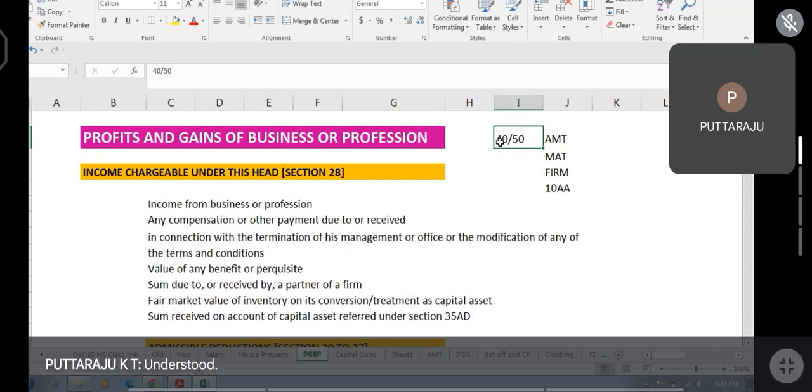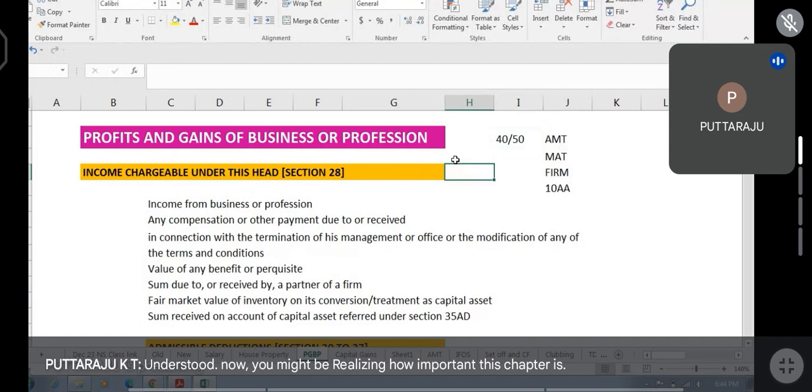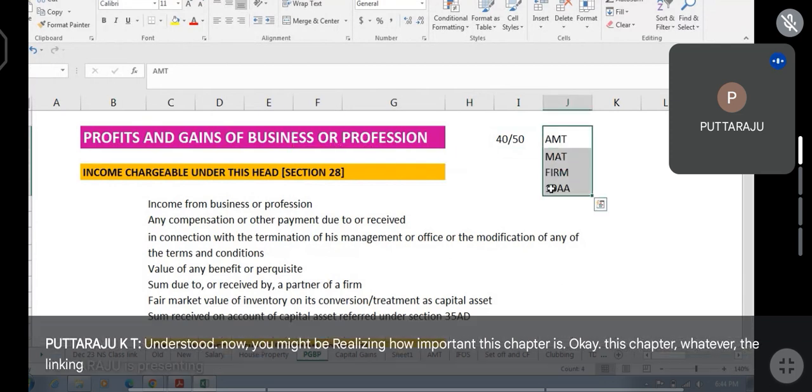Understood? Now you might be realizing how important this chapter is. Whatever the linking chapters are, I will finish off all those things when I am doing this.